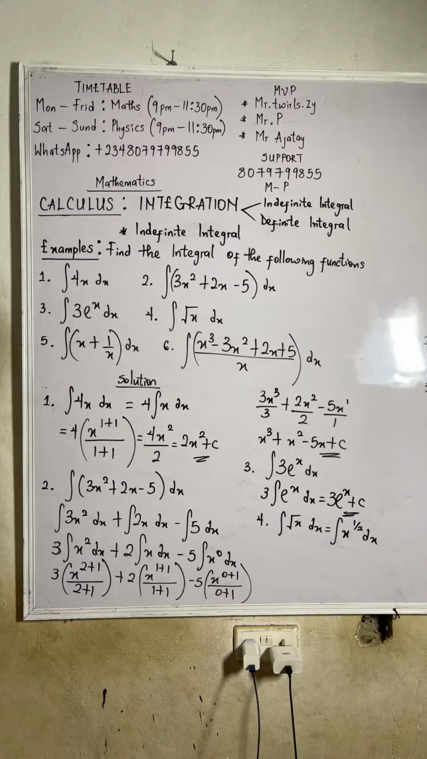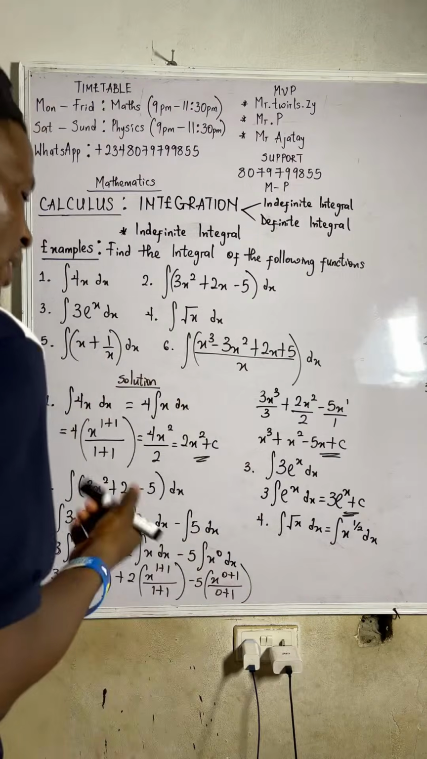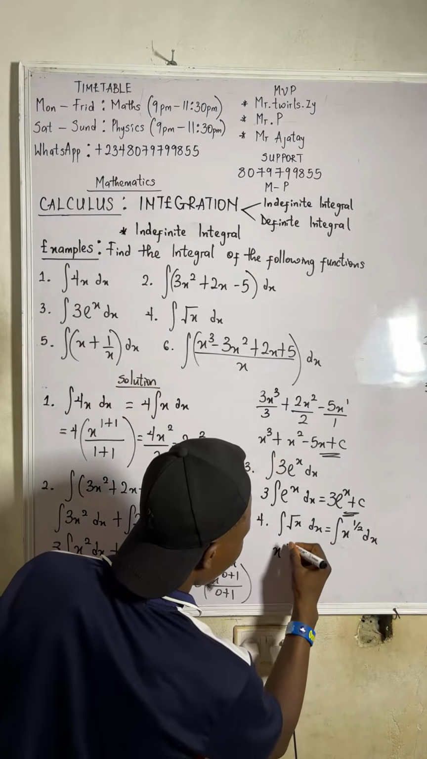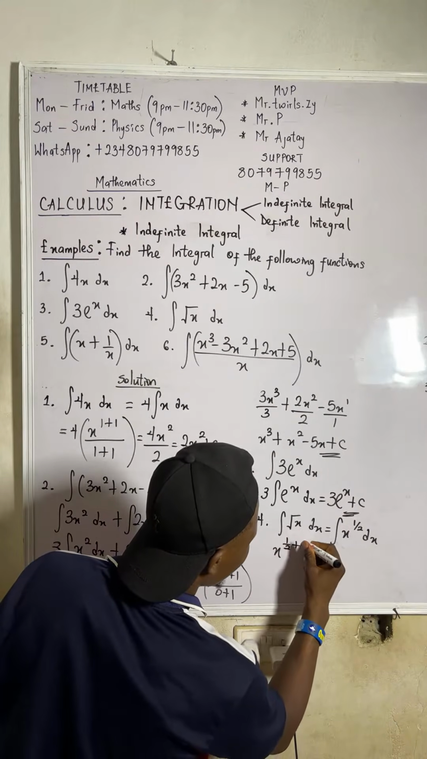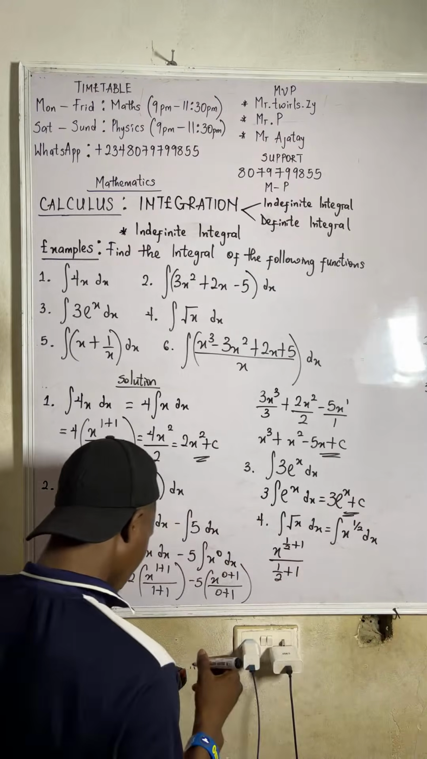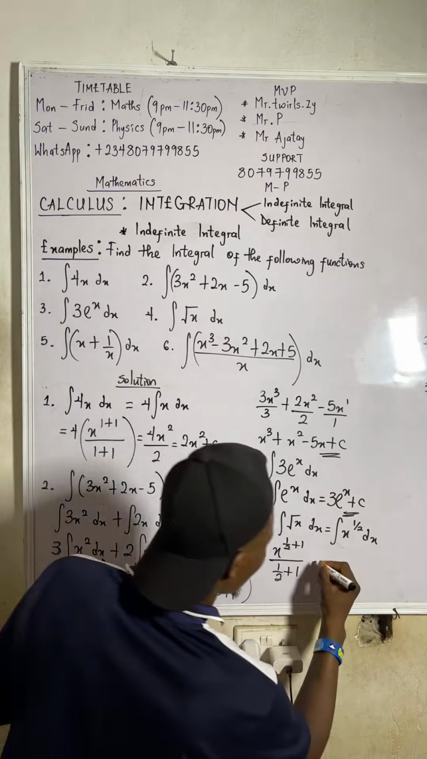So it means that we have to first write square root of x as x to the power of 1 over 2. So what do we do? It's very simple. Just add 1 to the power. That will be x to the power of 1 over 2 plus 1 over 1 over 2 plus 1. Do you get?